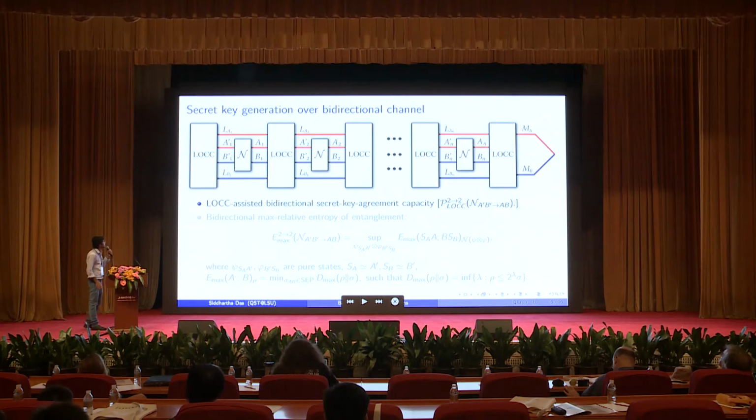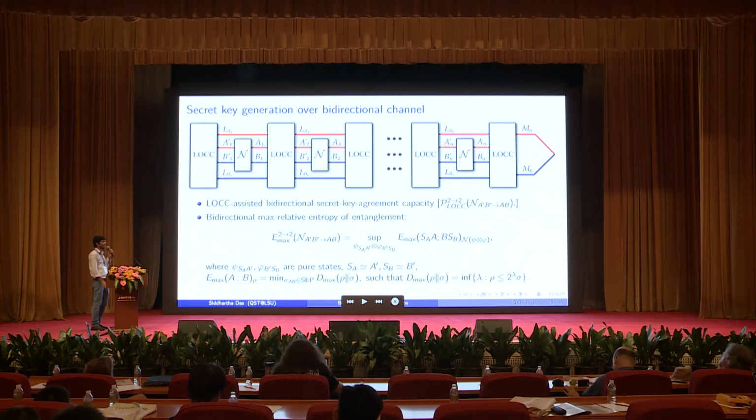We do this for a finite number of uses of the channel, and in the end, you want to generate a secret key, like MA and MB, so that you have a secret key in the end. We call this capacity the LOCC-assisted bidirectional secret key agreement capacity, and we will denote it with P, where 2 is for input and 2 is for output. Since we are allowing for the assistance of LOCC, that is in the subscript, and it is for a bidirectional channel that has 2 inputs and 2 outputs.